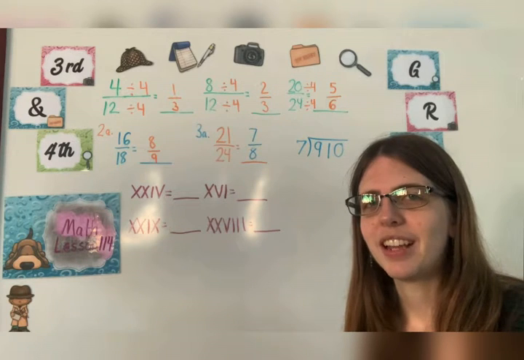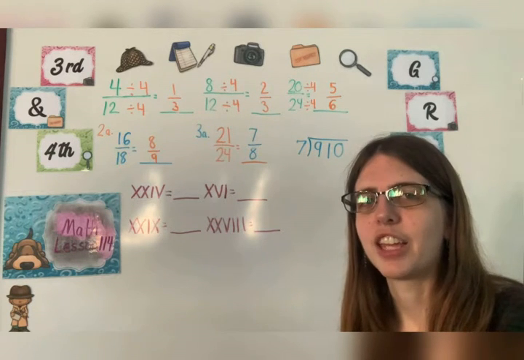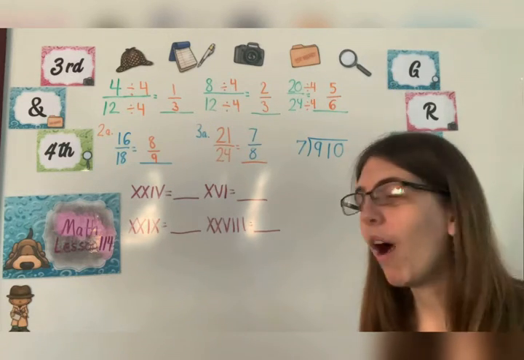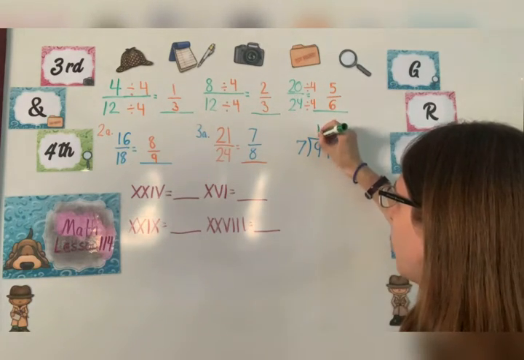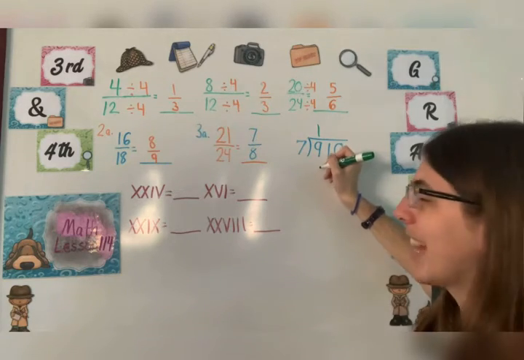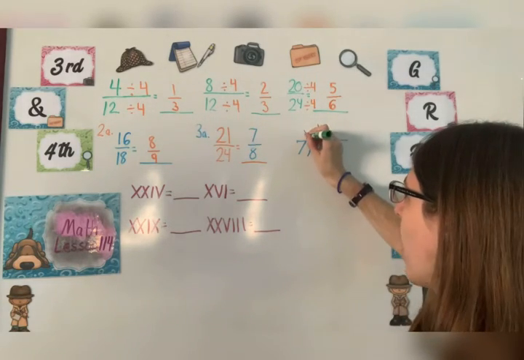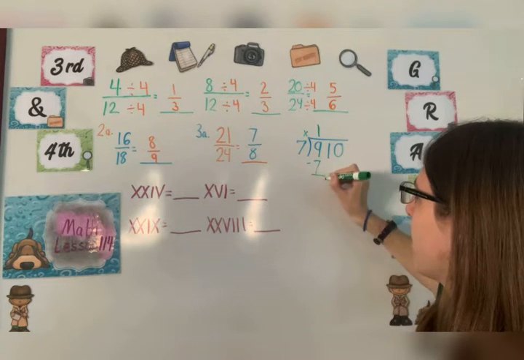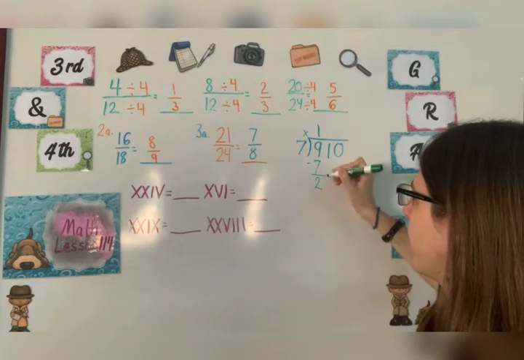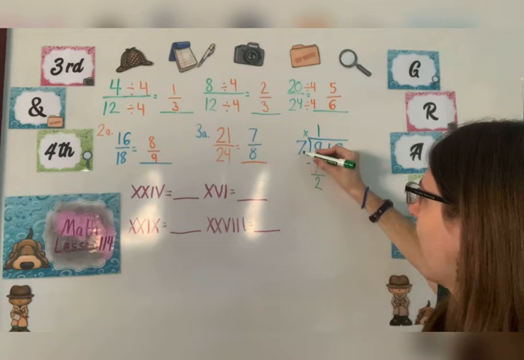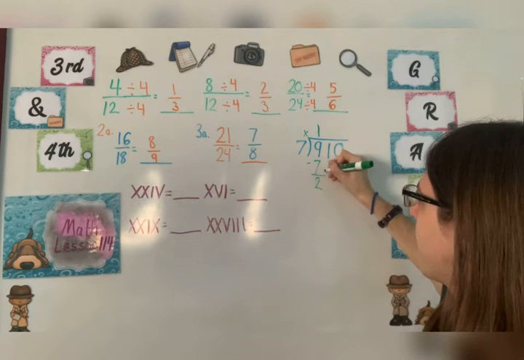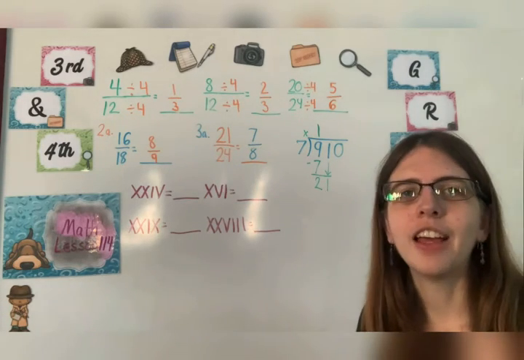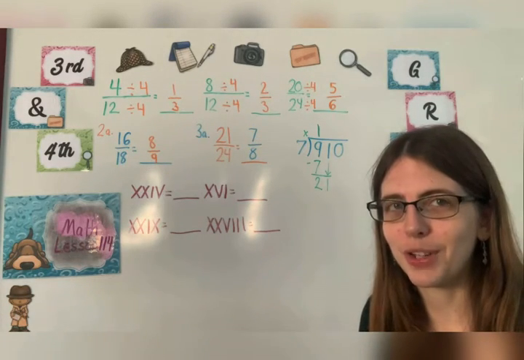What's the greatest number of groups of 7 that can go into 9? 1, right? Because 2 groups of 7 is 14. That's bigger than 9, so it has to be 1. 1 times 7 is 7. 9 minus 7 is 2. Compare, is 2 less than 7? Yes, it is, so I bring down my 1. It's important to draw your flechita so that I can see that you know what you're doing.